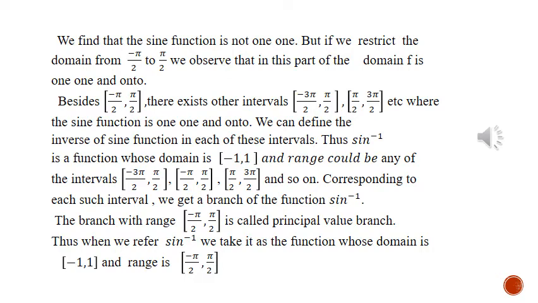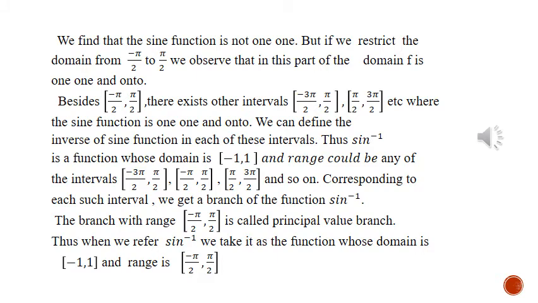That is, we define sine inverse from domain closed interval minus 1, 1 and range could be any of the above subintervals, not the full real number system. We made restriction on R. This R is now made into so many subintervals. So we define sine inverse from negative 1, 1 to any of the subintervals. Now corresponding to each such interval, we get a branch of sine inverse.